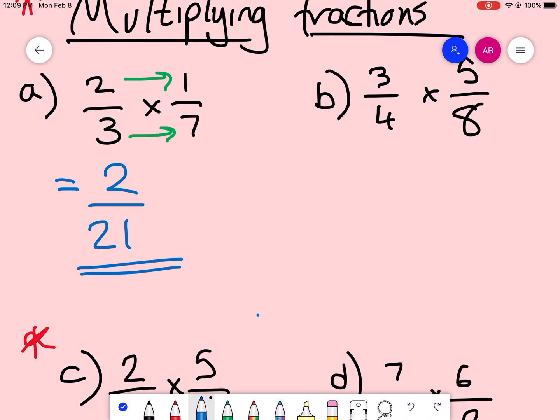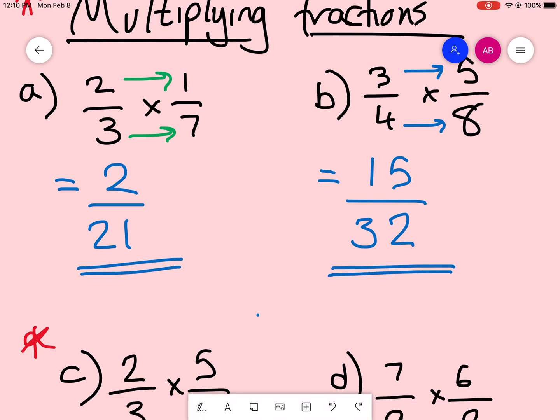So if we have our fractions in this form, not in mixed numbers, as normal fractions, we don't need to create a common denominator. We don't even have to change them at all. All we do is times the two top numbers together to get the numerator, times the two bottom numbers together to get the denominator. So the same thing happens then with the two fractions in question B. 3 times 5 is 15, that's my numerator. 4 times 8 is 32, that's the denominator. I can't simplify, so I leave it as 15 over 32.